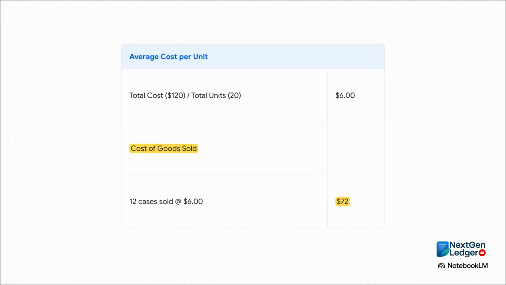Now what about the weighted average method? It's a bit different. First, we find the average cost. $120 divided by 20 cases gives us an average of $6 per case. So the cost for selling 12 cases is just 12 times $6, which is $72. Now look at that. The cost is $72 here, but it was only $64 under FIFO. This is so important. The accounting method a company picks can directly change its reported profit.